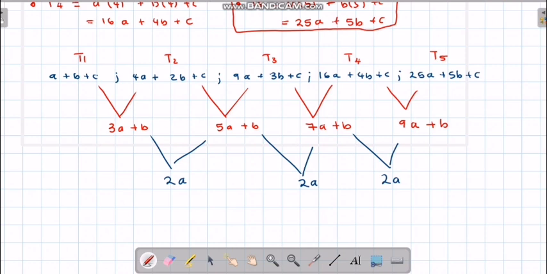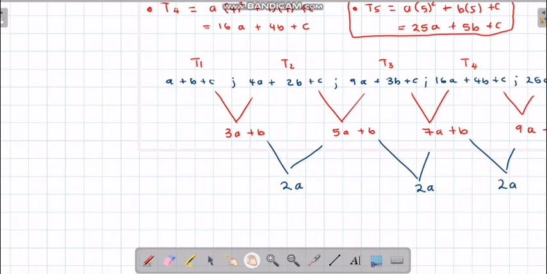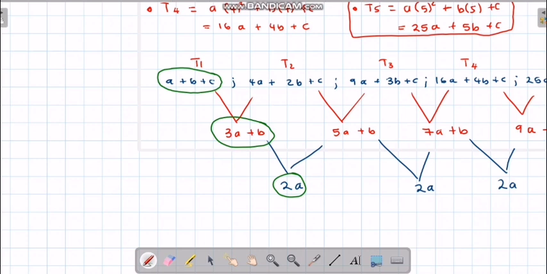Now they told us something in grade 11 that we use a bottom up. They said the important things are your 2a, your 3a plus b, your a plus b plus c. These three things are very important when you're dealing with a quadratic pattern. Very, very important.